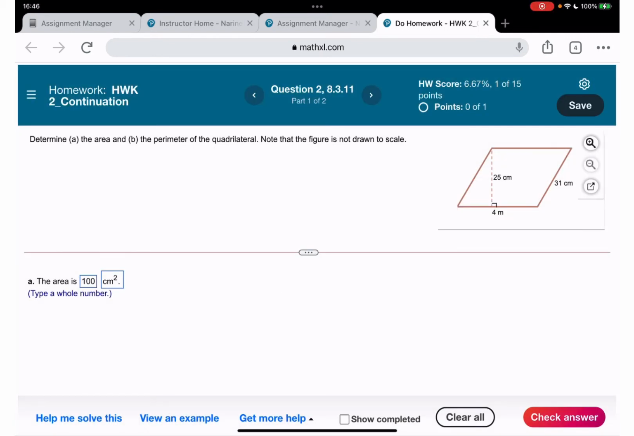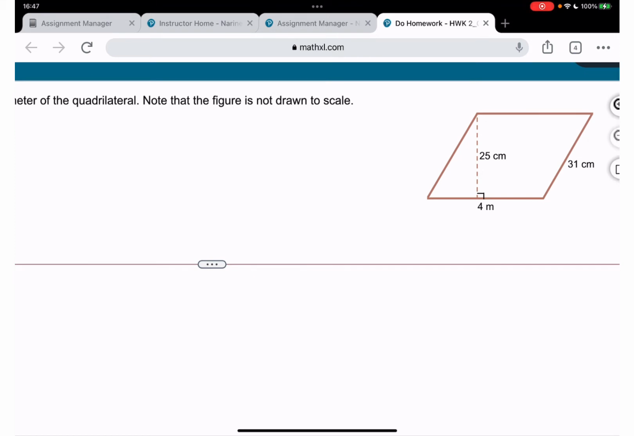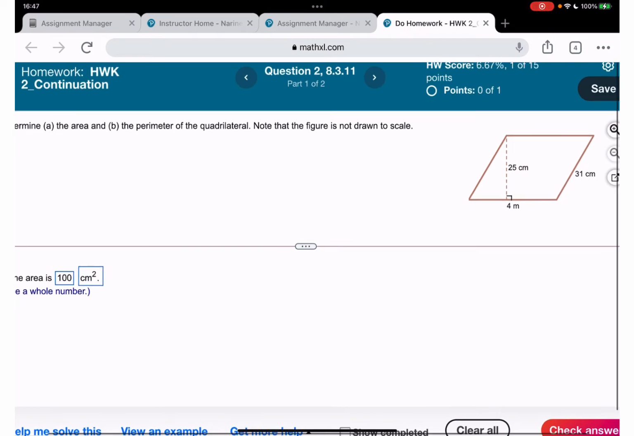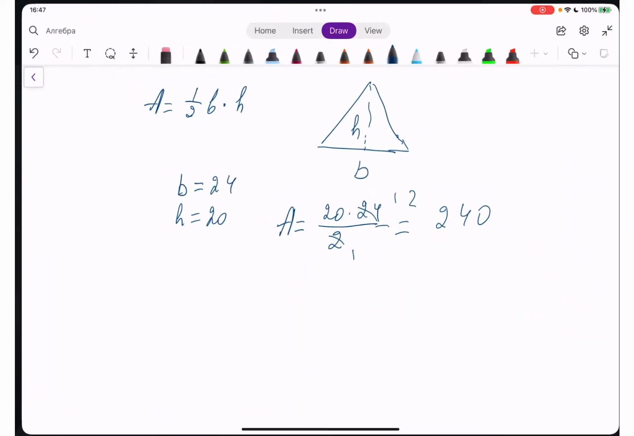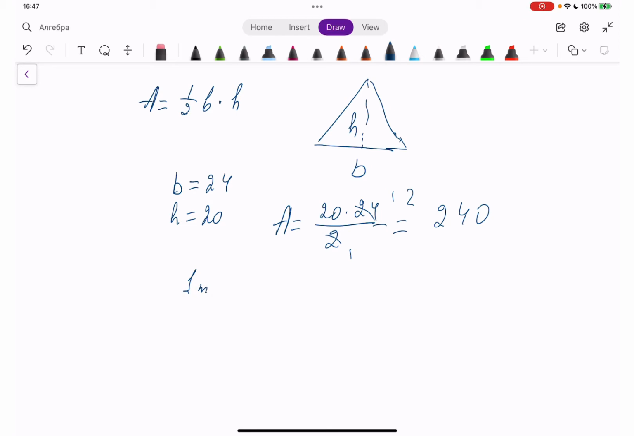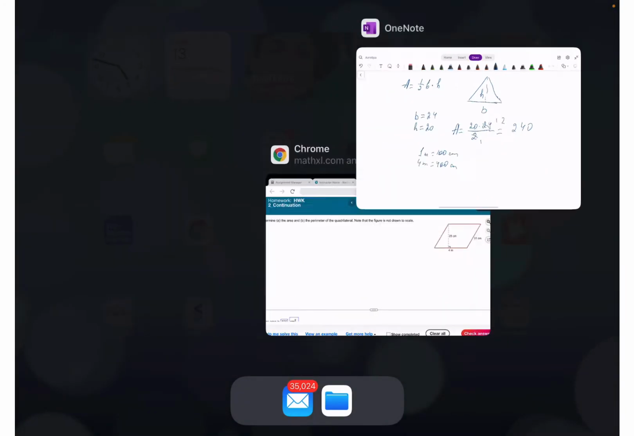Wondering what is wrong with this, because we solved it correctly. Here is the problem. We have 4 meters but 25 centimeters. So we are going to convert 4 meters into centimeters. 1 meter is 100 centimeters, which means 4 meters is going to be 400 centimeters. Okay? That was the problem. I didn't pay attention. Okay, we will fix it now.